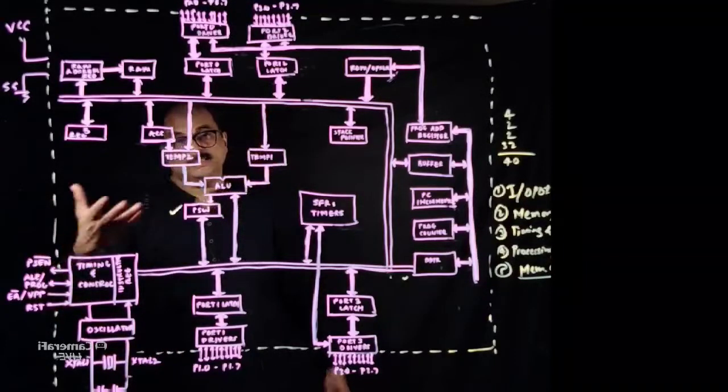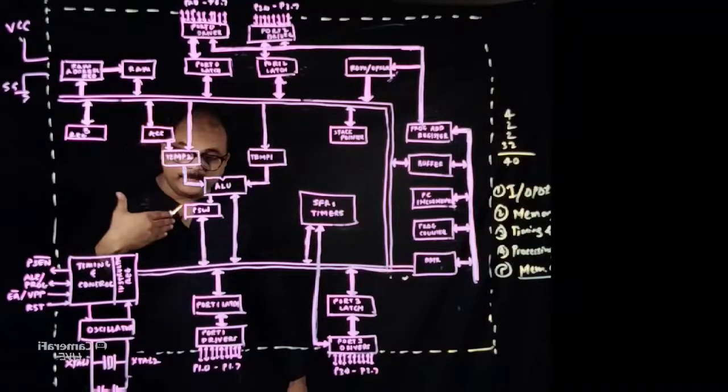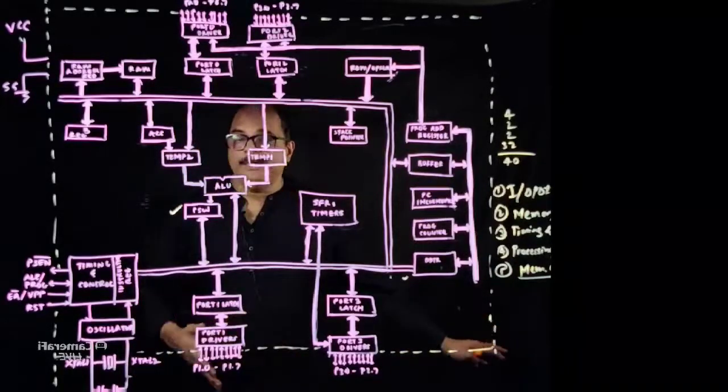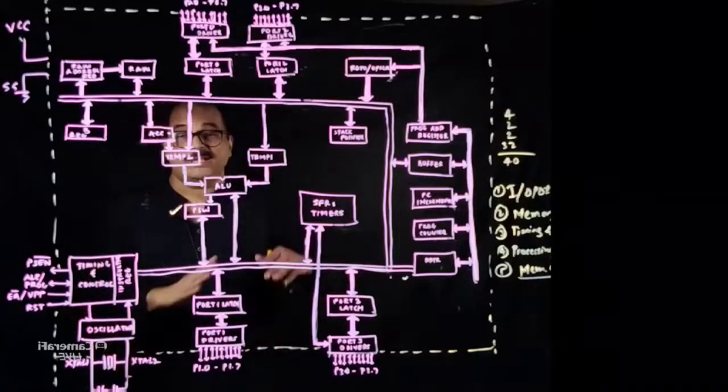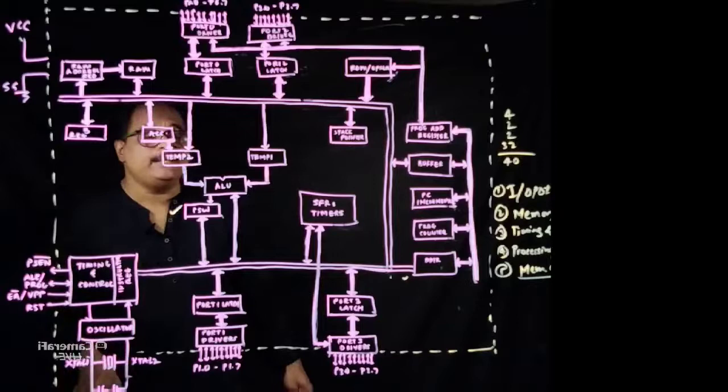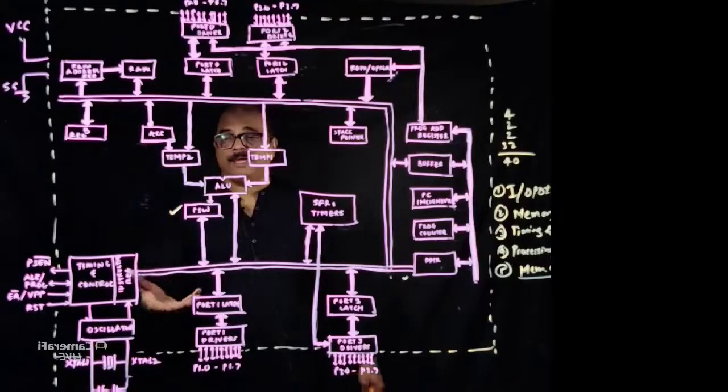Then external access. In order to use the external memory, in order to tell the microcontroller that yes, external memory is connected, and the microcontroller has to refer to that external memory and not the internal memory, the EA bar pin is used. And the reset pin is obviously for resetting the microcontroller.